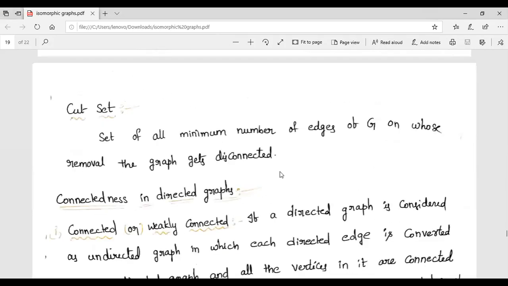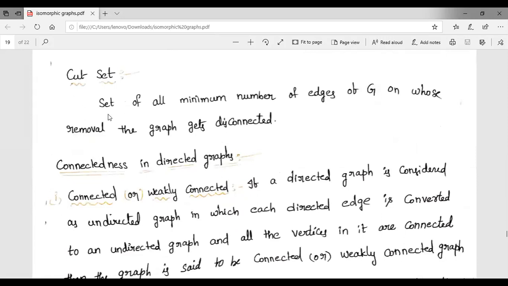Next definition, cut set. Set of all minimum number of edges of G on whose removal the graph gets disconnected. So the minimum number of edges whose removal gives a disconnected graph is called a cut set. Set of all minimum number of edges of G on whose removal the graph gets disconnected is called cut set.